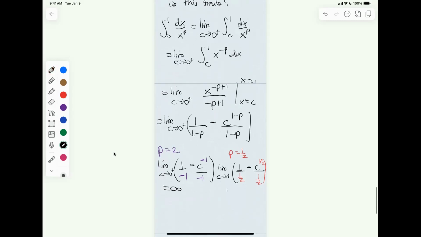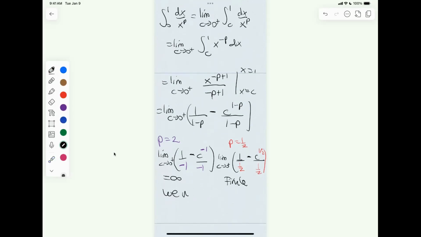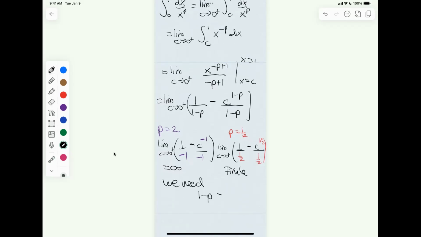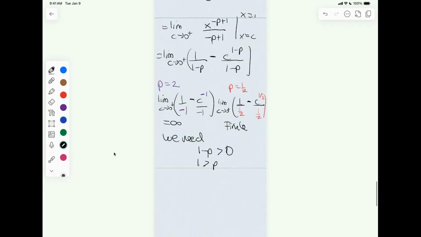So what I'm trying to show you with these two examples is that what really matters for whether this limit is finite or not is whether this exponent is positive or negative. Because if it ends up being positive, like the 1/2 case, you end up getting something finite. So what we need here is 1 minus p positive, or 1 less than p. Sorry, p less than 1. And that's a criterion for convergence. So to summarize, this integral is finite, or converges, whenever p is less than 1.